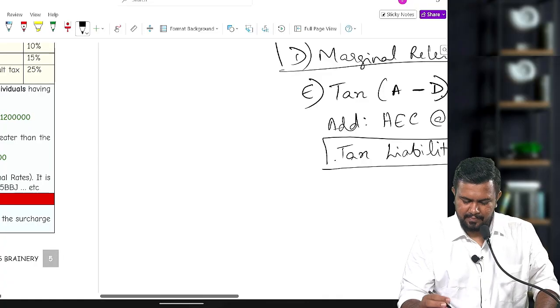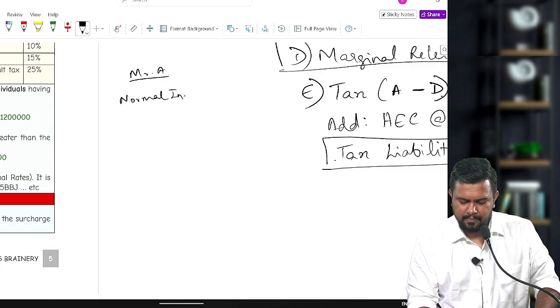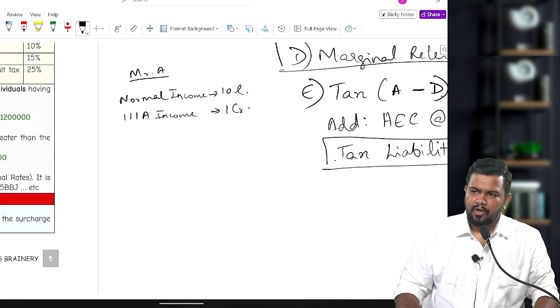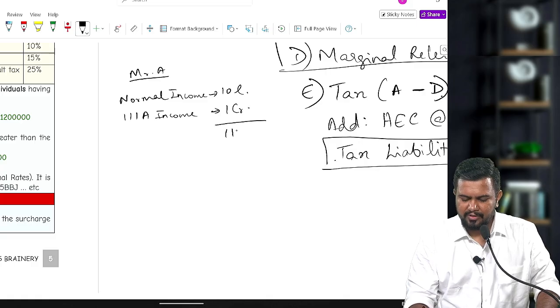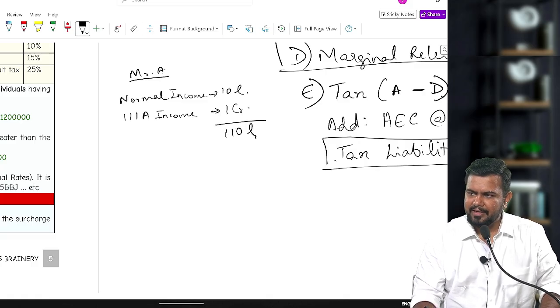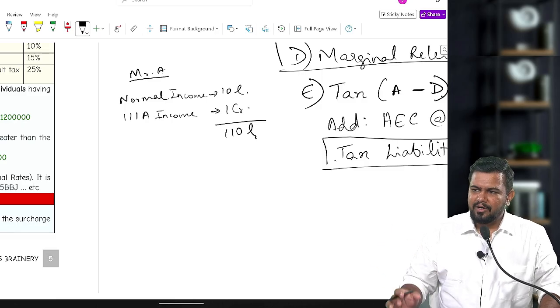Let's say a person, Mr. A, is having normal income of 10 lakhs and triple 1A income of 1 crore. Normal income 10 lakhs, triple 1A income 1 crore. So total income will become 110 lakhs. Now in this situation, is rebate applicable or not applicable?